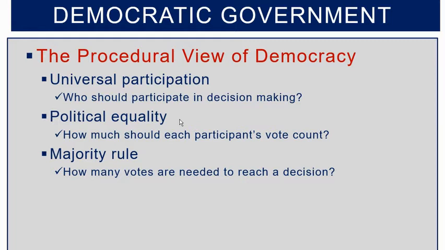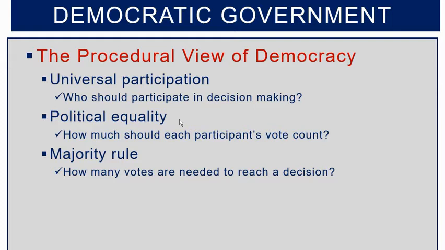And in procedural democratic theory, all adults should participate in government decision-making. Everyone within the boundaries of a political community should be allowed to vote. If some people, such as recent immigrants, are prohibited from participating, they are excluded only for practical or political reasons because they're not citizens or whatever. But the theory of democracy itself does not exclude any adults from participation. That theory is this idea of universal participation. The next idea is political equality. How much should each participant's vote count? Should everybody get one vote? Should all votes be counted equally, etc.?